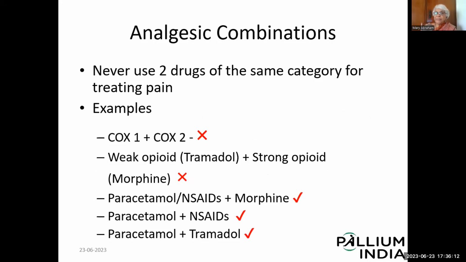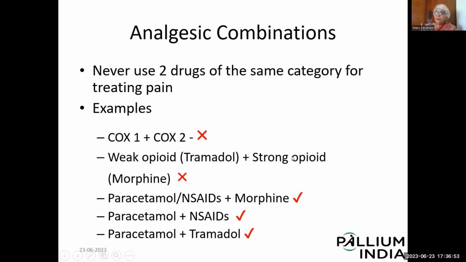So if you look at some combinations that we can use for cancer pain, remember that never use two drugs of the same category for treating pain. For example, we do not combine COX-1 and COX-2 inhibitors. So try not to combine brufen with a drug like Nucoxia, that is the etoricoxib. Sorry, don't combine brufen with a selective COX-2 inhibitor, that is etoricoxib. Or you don't combine a weak opioid with a strong opioid.